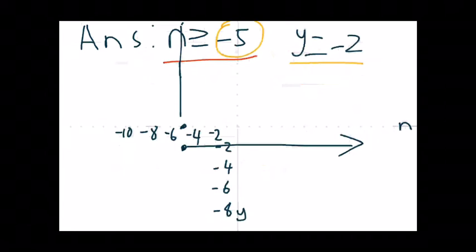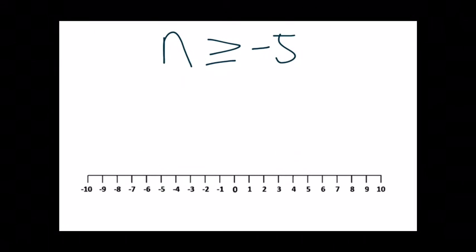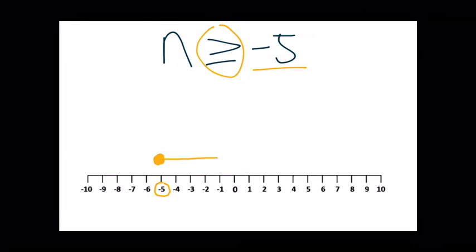Alright, next we are going to graph n is larger or equal to -5 on the number line. First, we find -5 on the number line, which is right here, and we are going to draw a filled dot over it, because one possible n value is actually -5 due to the sign here. So we're going to do a filled dot and extend the line with an arrow, indicating that n can be any value larger or equal to -5.